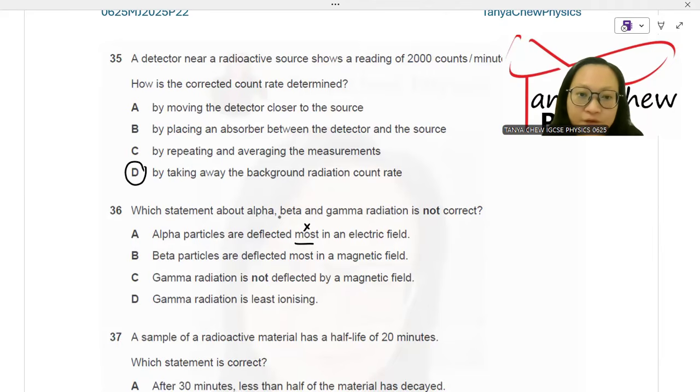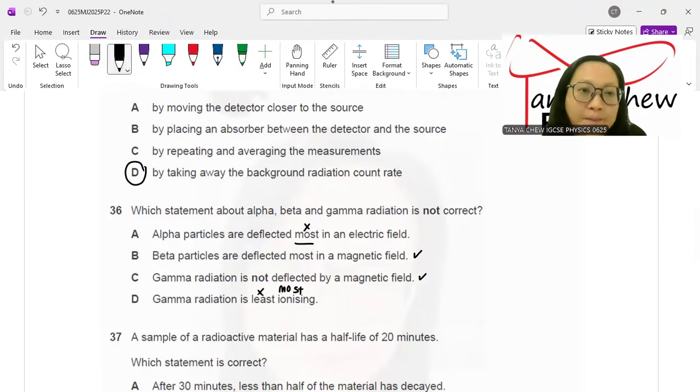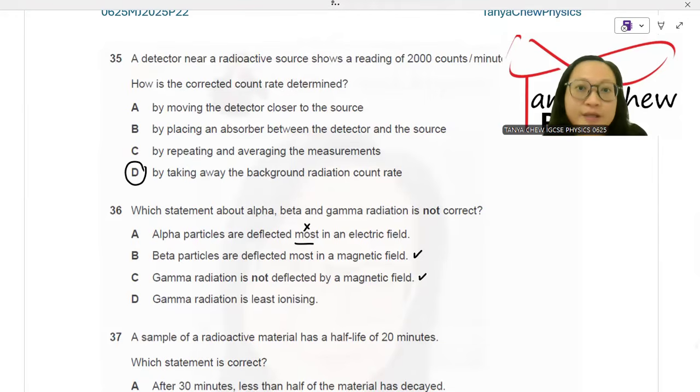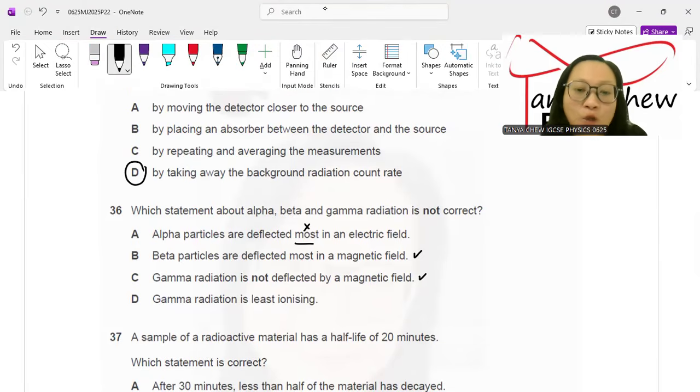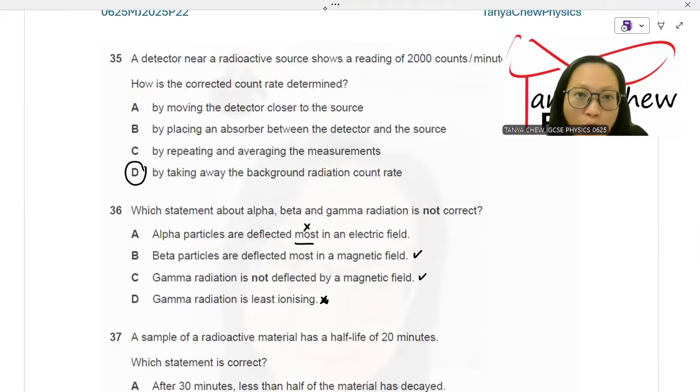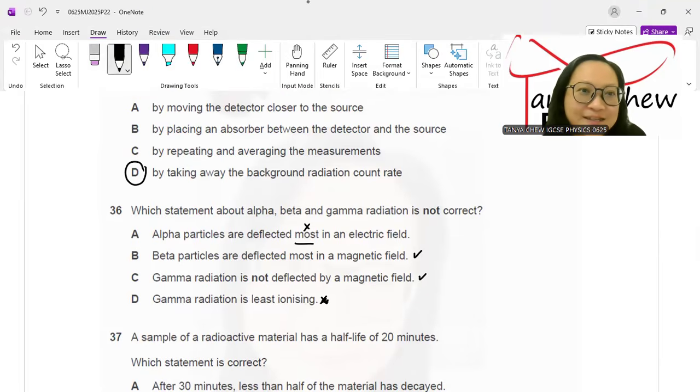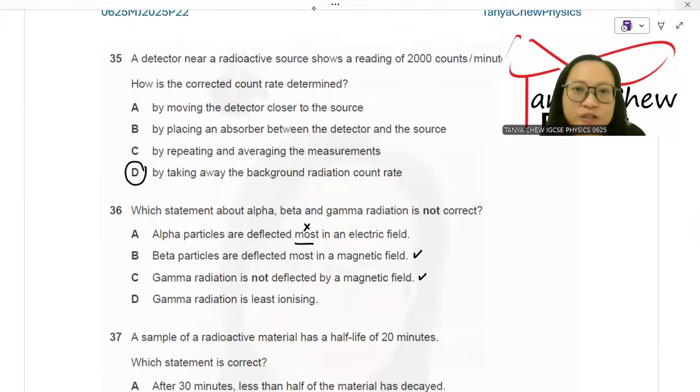B, beta particles are deflected most in magnetic field. This is correct because beta is lighter. C, gamma radiation is not deflected by magnetic field. Why? Yes, because gamma has no charge and no mass. Right? Gamma radiation is least ionizing. Yes, correct, because it has no charge. So which is not correct? A is incorrect.